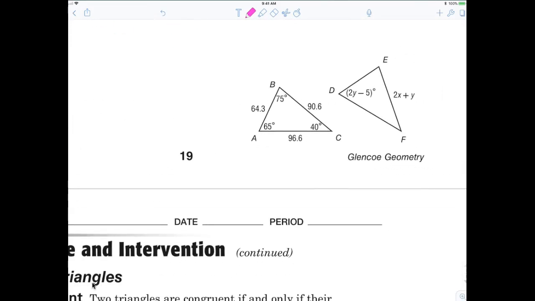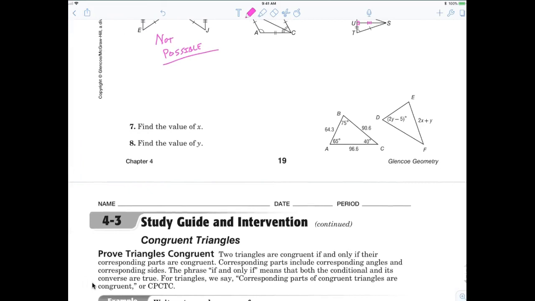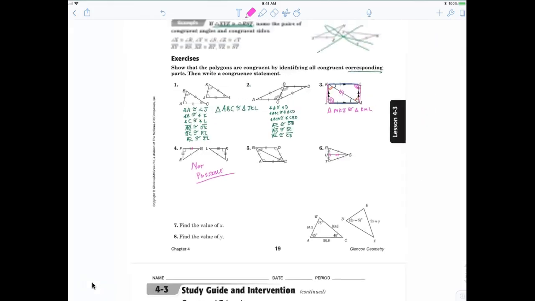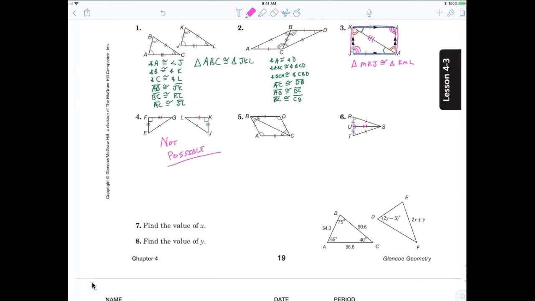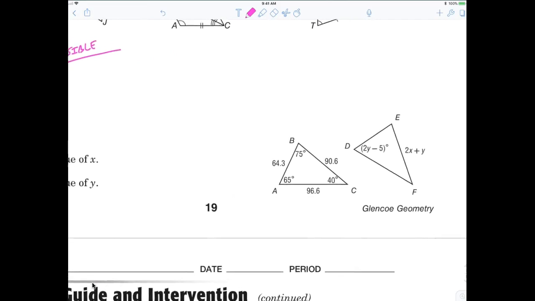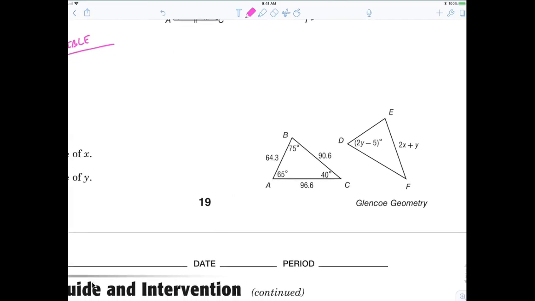Find the value of x, and find the value of y. So in this case right here, show that the polygons are congruent by identifying all congruent corresponding parts. All right, so down here, I think they failed to mark some things, so I'm just going to go ahead and mark it. EF is going to be congruent to what? To BC. All right. AB, thank you, is congruent to DE. And AC is congruent to DF.